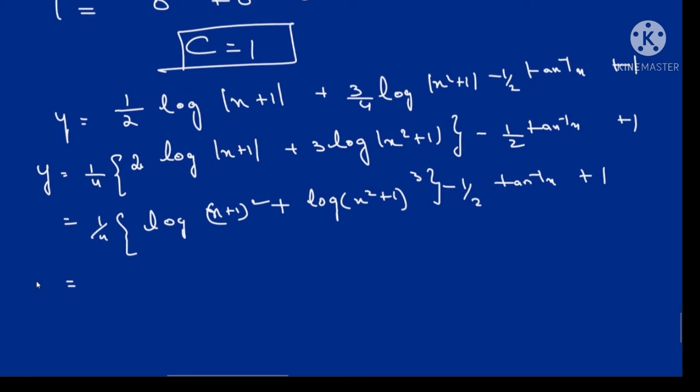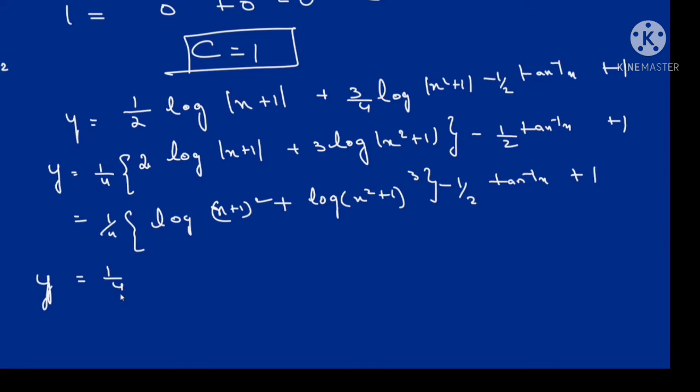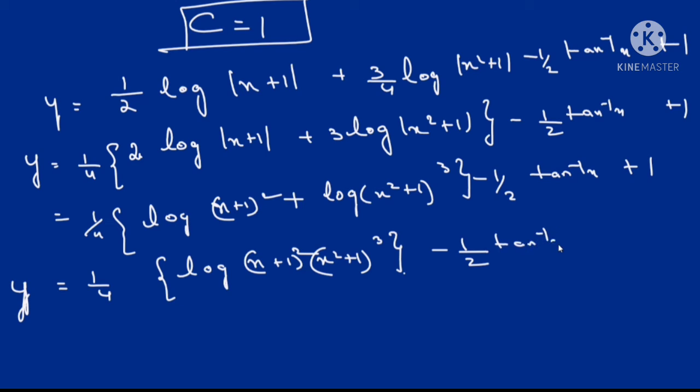Here you can use the product rule: log a plus log b is log of a into b. So log of x plus 1 the whole square into x square plus 1 the whole power 3, minus 1 by 2 tan inverse x, plus 1. I think that's the answer.